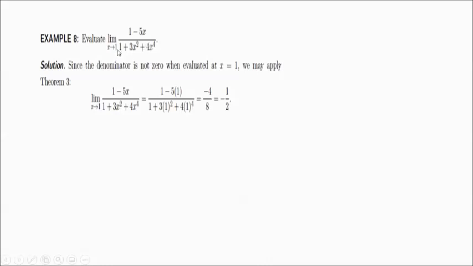So kung 1 ito, substituting, that would be 8. Okay? So 1 plus 3, 1 square plus 4, 1 raised to 4. So that is 1 plus 3 plus 4. That is 8. So hindi siya 0. Then 1 minus 5 times 1. So negative 4. So simplifying, that is 1 over 2. Okay?